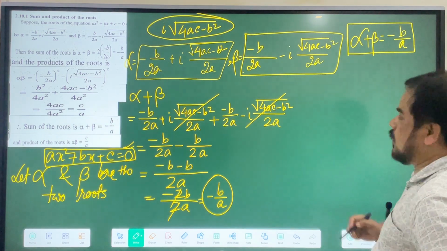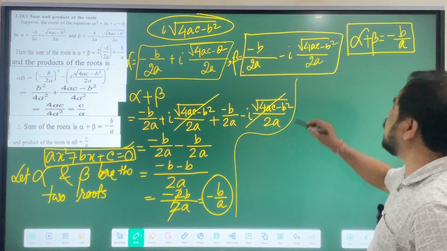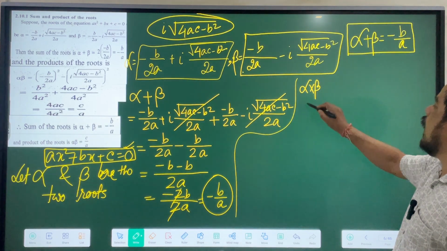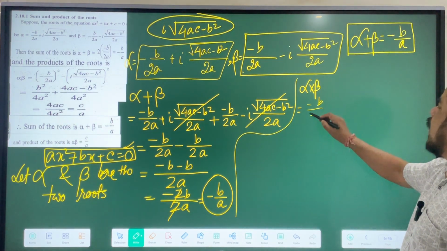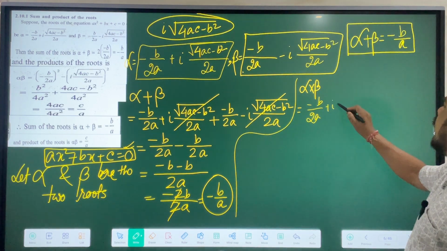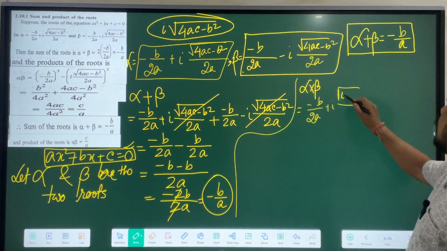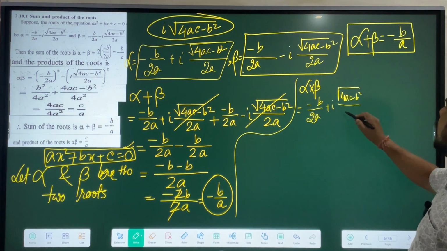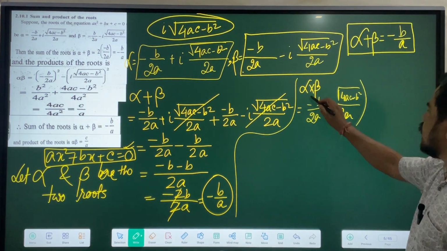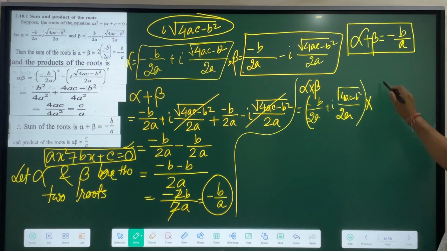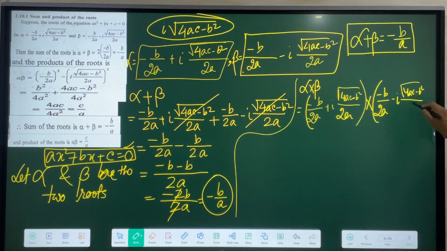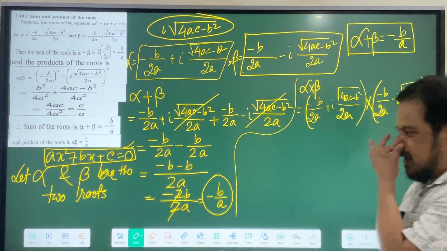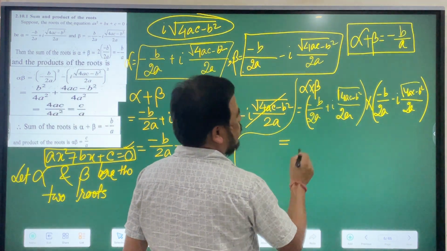Let us go to the product, meaning multiplication of both the roots. First alpha: minus b by 2a plus i square root of 4ac minus b square by 2a. This one. Alpha into beta: minus b by 2a minus i square root of 4ac minus b square by 2a. Multiplication.